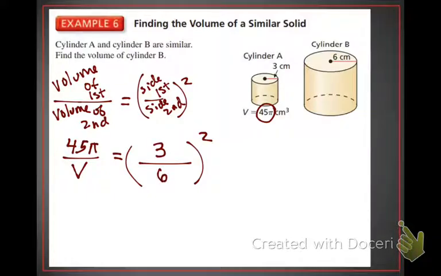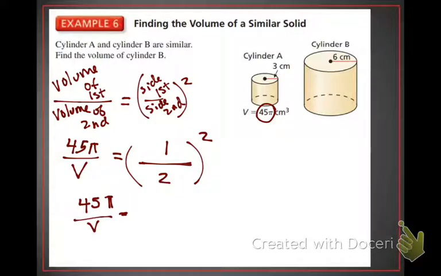6. Do you guys want to know a life hack here? Sure. What is 3 over 6 reduced to? 1/2. Is everyone okay with that? You can reduce. I haven't told you that you can reduce because I've seen your reducing skills. They're terrible. So 45 pi over V.